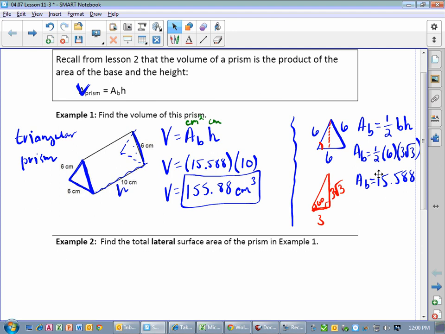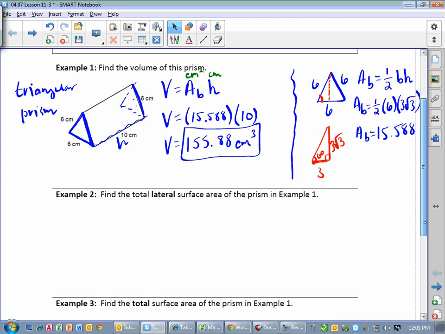If it were a regular polygon, what would we use? What was the formula for the area of a regular polygon? 1/2 apothem times perimeter, right? So we use whatever is appropriate for the shape of the base.